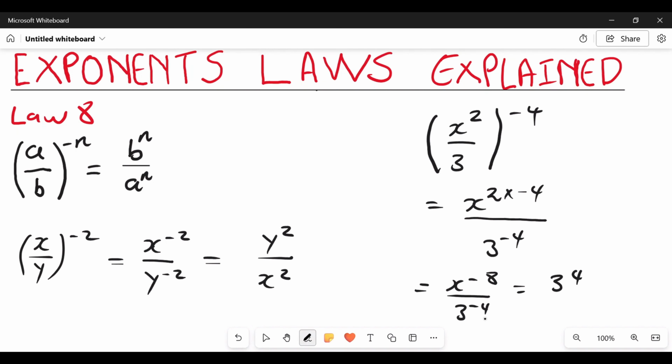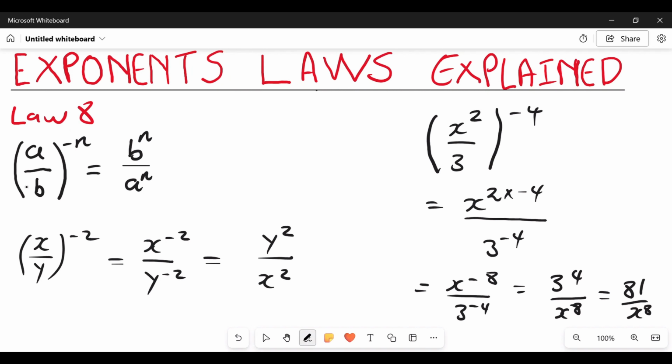Remember, we're changing the sign of the exponent, so the base is going to be on the numerator, which is 3 here, divided by x to the power of 8. Again here, we're changing the sign of the exponent, so the base here is going to be the denominator. Now, when you continue here, 3 to the power of 4 is the same as 81 divided by x to the power of 8. This is how you apply this law here, which is law 8.